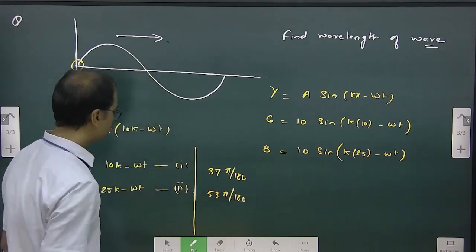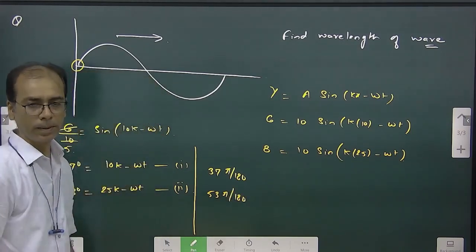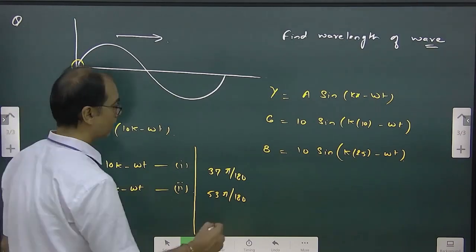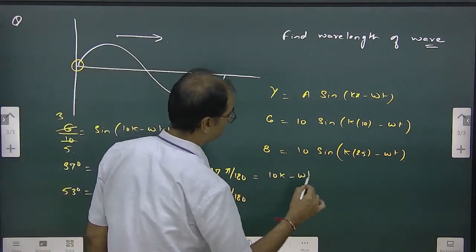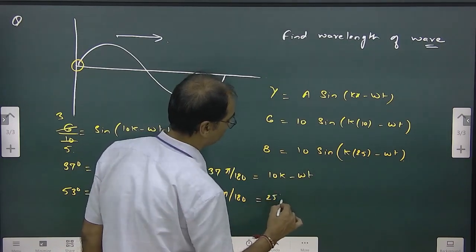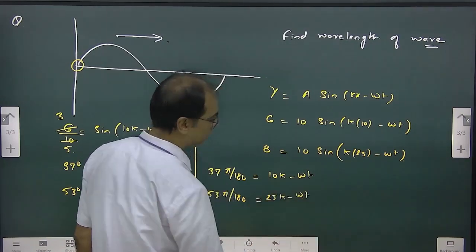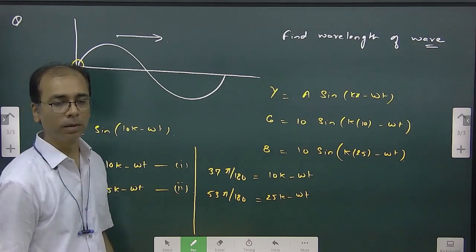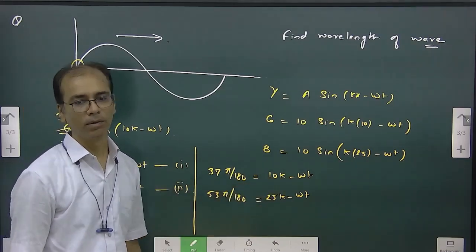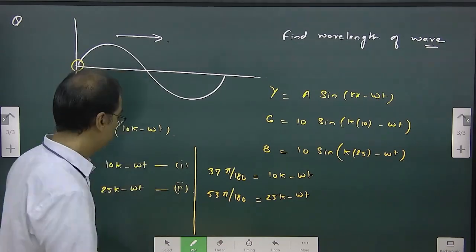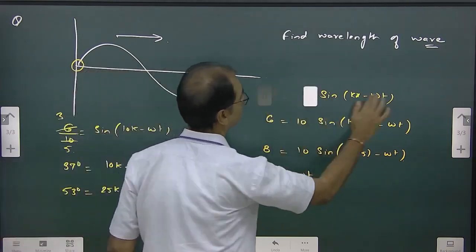Now what you can do? You can subtract 10k minus omega t and here is 25k minus omega t. Just solve it as linear equations. Okay, this will cancel omega t. Then you get k value and k value is 2 pi by lambda. We know that. Okay, come on, do that and tell me what is the answer.